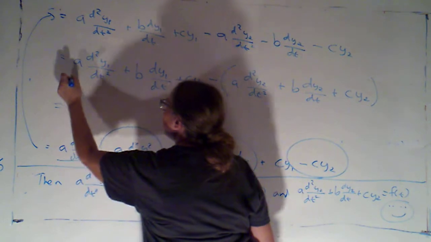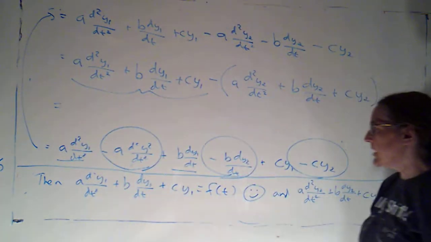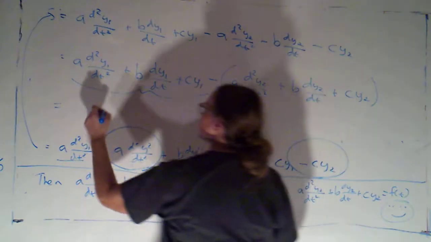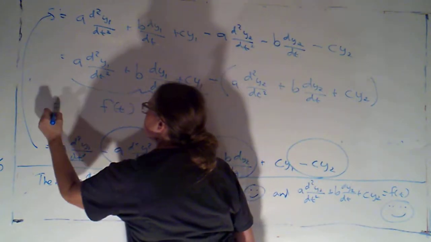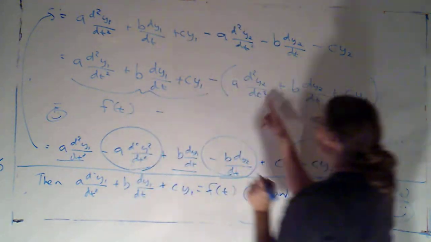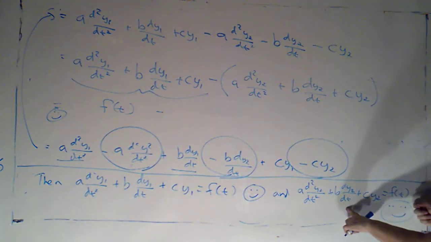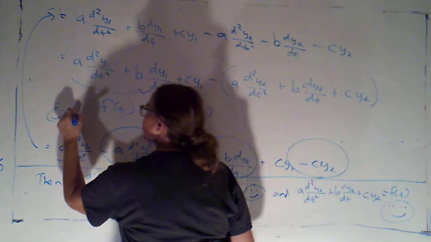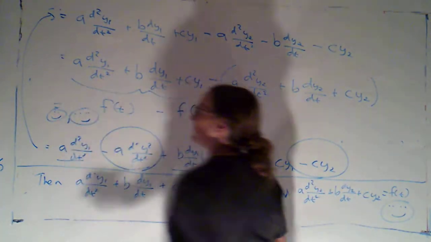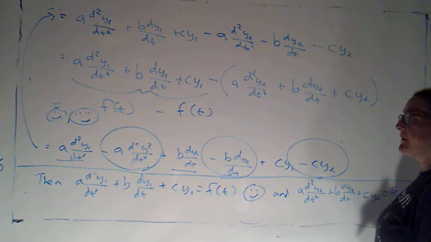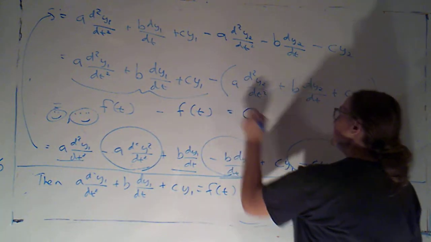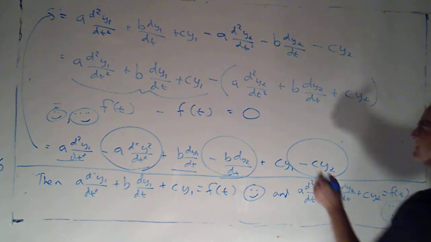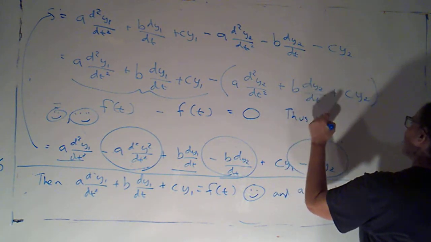But now, what I have right here, well, that's equal to f of t by the first assumption. And what I'm subtracting from it, well, that's equal to f of t by the second assumption. So just plugging those in, f of t minus f of t is exactly equal to 0, which is what we were trying to prove. So, thus, the claim is true.